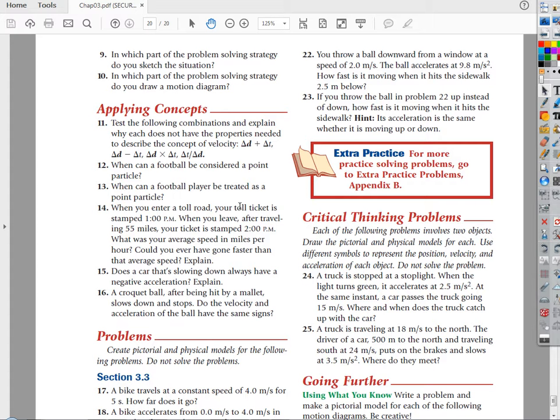Okay, number 12. When can a football be considered a point particle, Mr. Jennings? What do you think? Well, that's okay. That's all right, though. You can still dig it out here. You got it. So when can a football be considered a point particle?